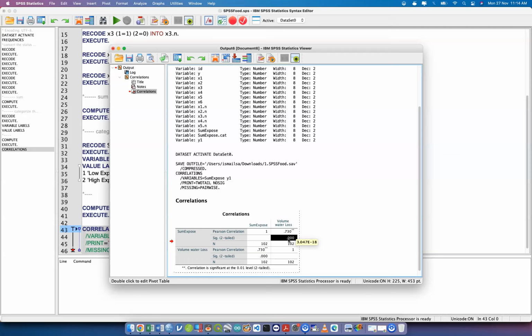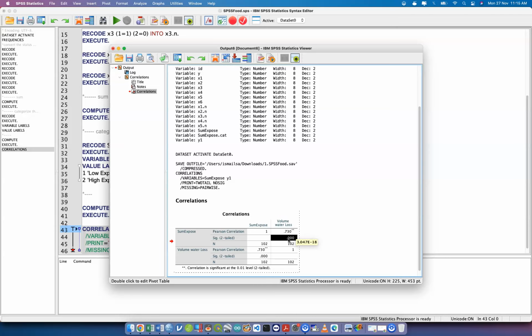Meaning it is 0.000018 times, so we reject the null. When we reject the null, that is why we conclude there is a significant relationship between the sum of exposure and the volume of water loss. Alright, this one you must know, because you have already learned it in CCRM. You definitely learned it in CCRM, it's impossible that you didn't. Maybe you just forgot. Okay.